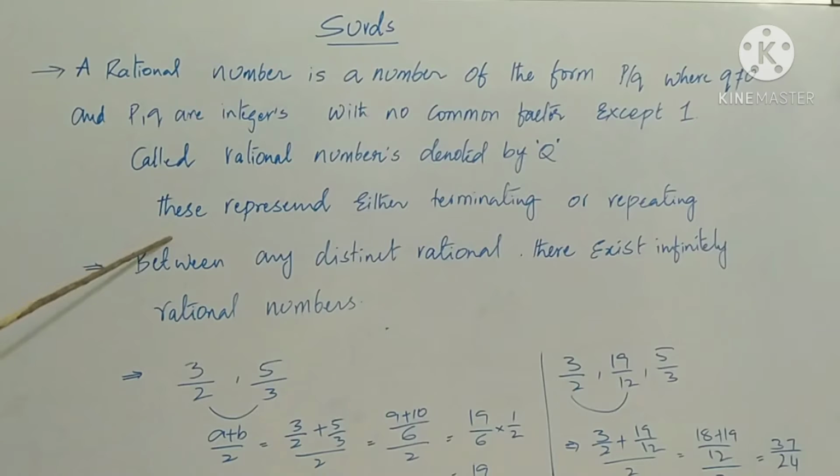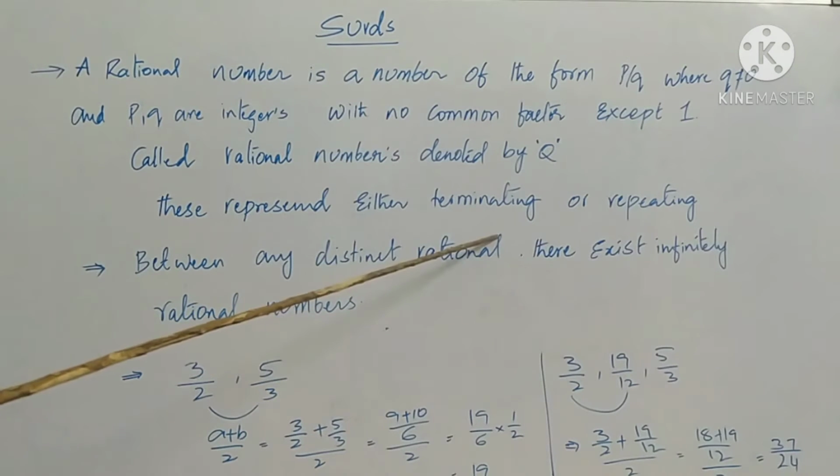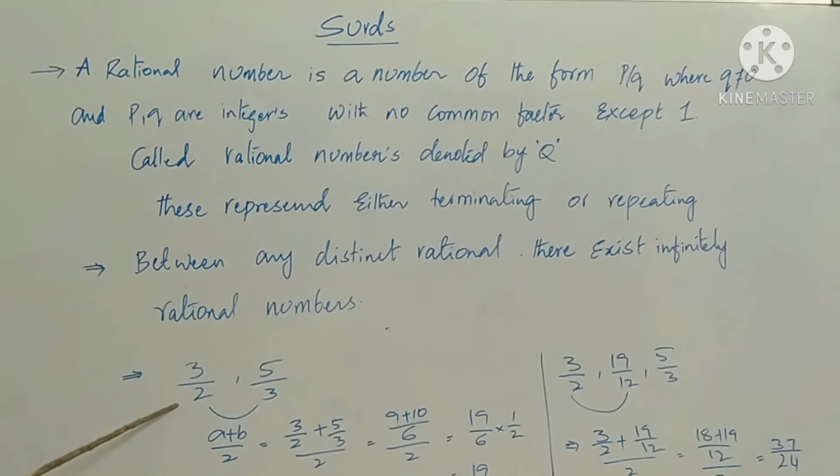And next, these are represented as either terminating or repeating decimals. Here 3 by 2 in decimal form is 1.5 and 5 by 3 in decimal form is 1.66666 and so on. So this is an example of a terminating decimal and this is an example of a repeating decimal. Between any distinct rational numbers, distinct means different, there exist infinitely many rational numbers.